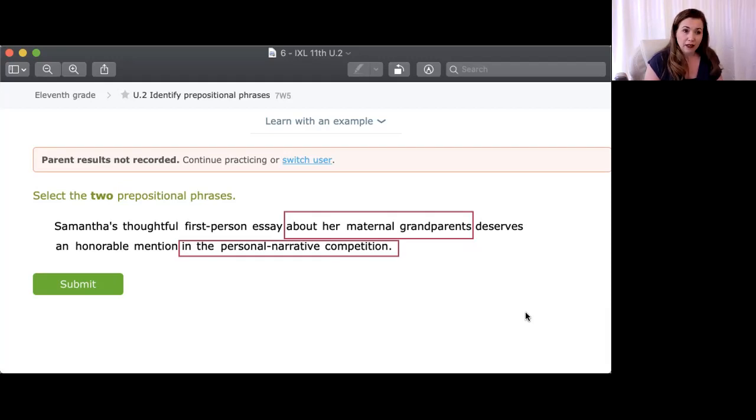When you go to click on them, the groups of words will be pre-highlighted, so it'll be really obvious that the IXL program is calling this a phrase. Whether it's a prepositional phrase isn't going to be clear, but it will be clear that this group goes together. The next one, in the personal narrative competition: the word in is a preposition, so in the personal narrative competition makes up its entire prepositional phrase.